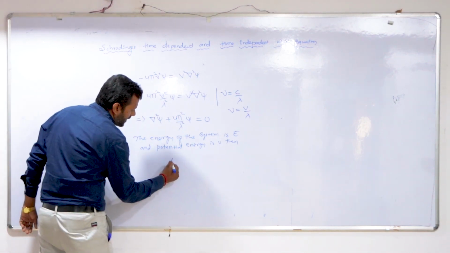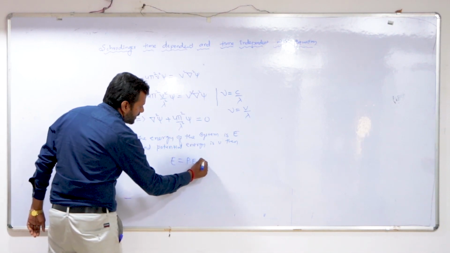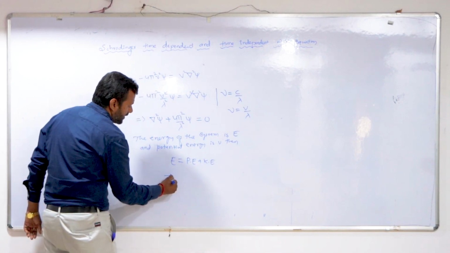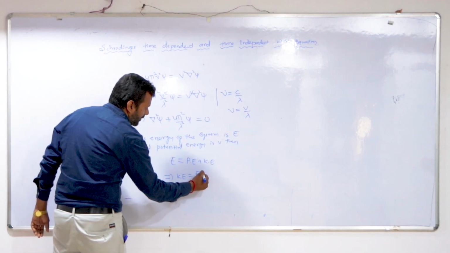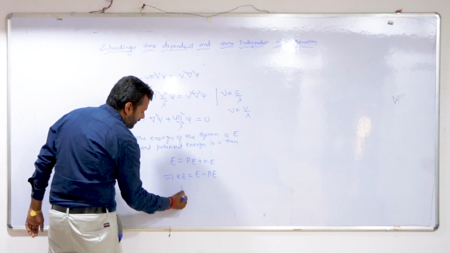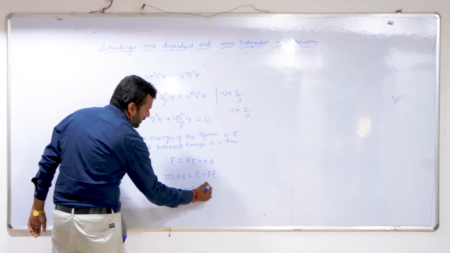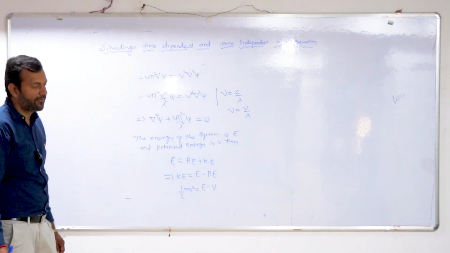So as we know that E equals the sum of potential energy plus kinetic energy, this means that kinetic energy is equal to total energy minus potential energy. So kinetic energy, which we know is half mv square, is equal to E minus potential energy, which is given by V.